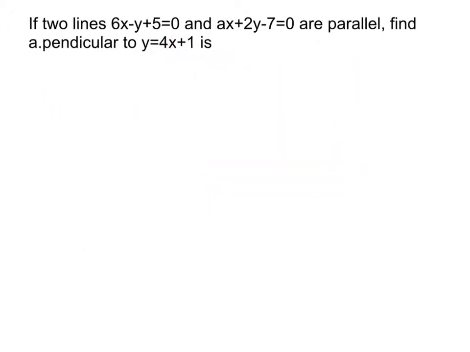Next question: if two lines, 6x take y plus 5 equals 0 and ax plus 2y take 7 equals 0, are parallel, then find a. Now the clue to this one here is they are parallel. If they're parallel, then the gradient must be the same.